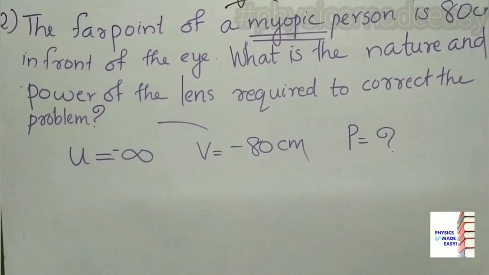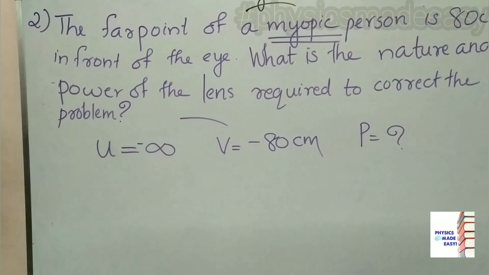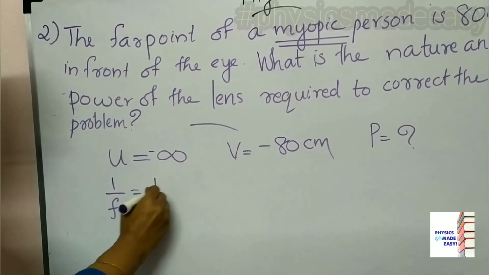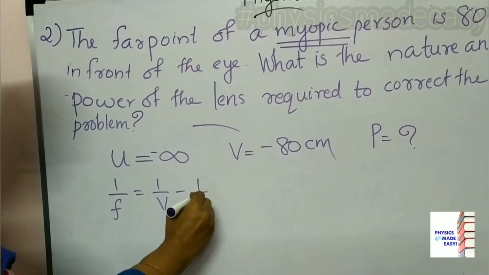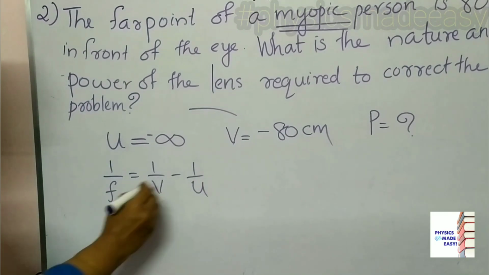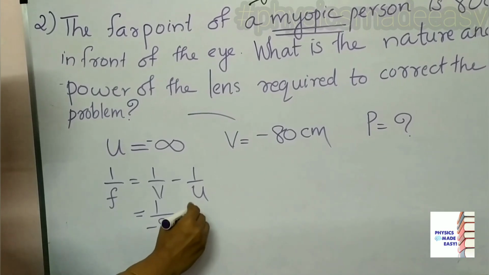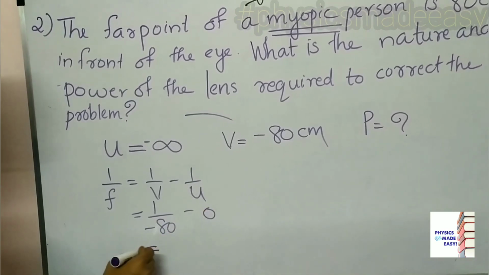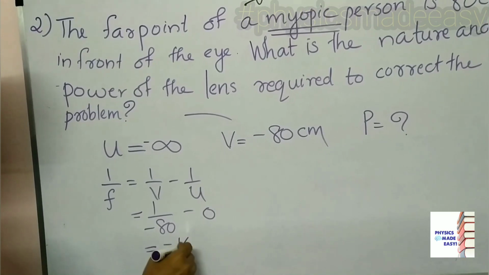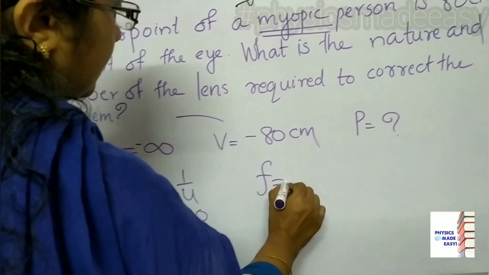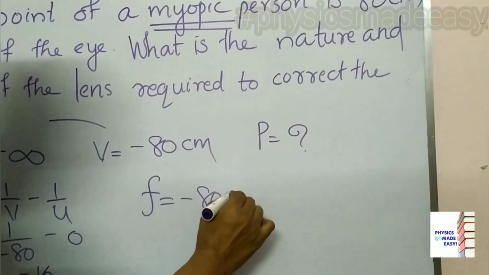Before that we have to find the focal length by using the lens formula, that is 1 by f is equal to 1 by v minus 1 by u. So here 1 by f is equal to 1 by minus 80 minus 0. Then you will get minus 1 divided by 80. From this you can write the focal length is equal to minus 80 centimeter.